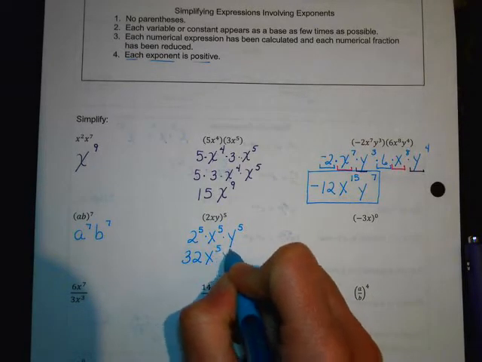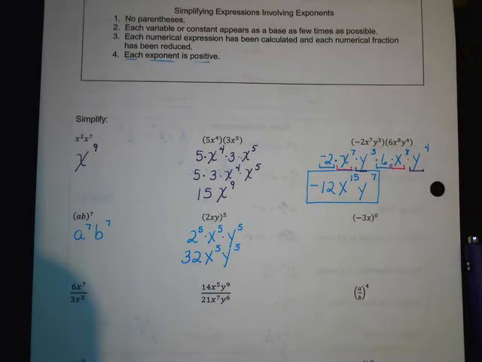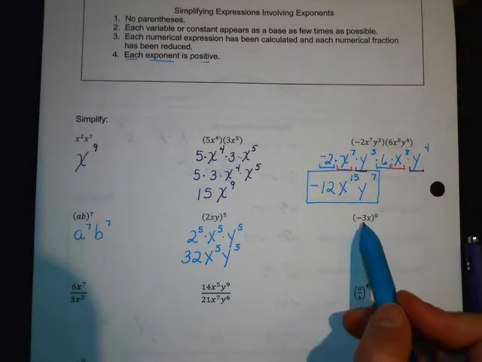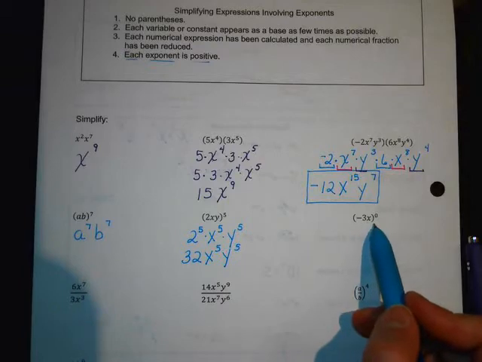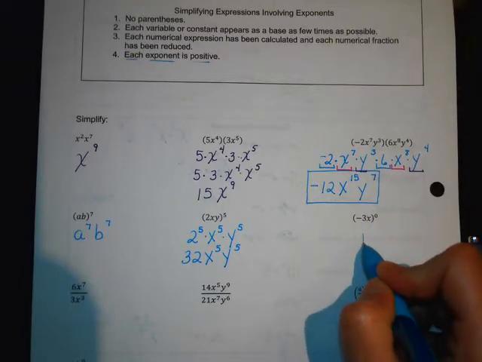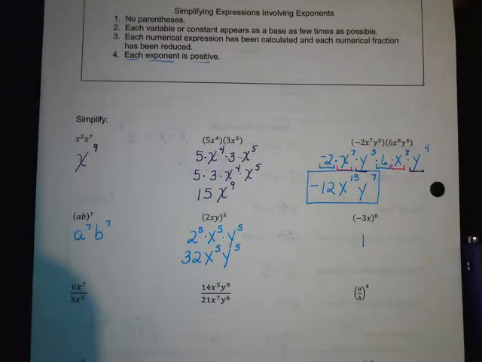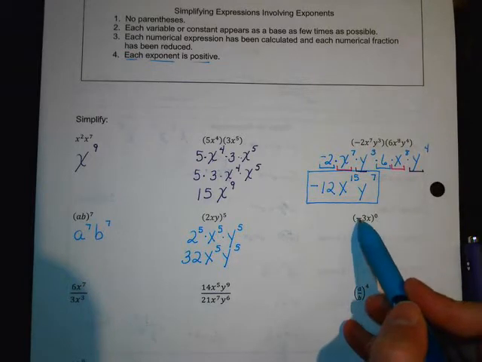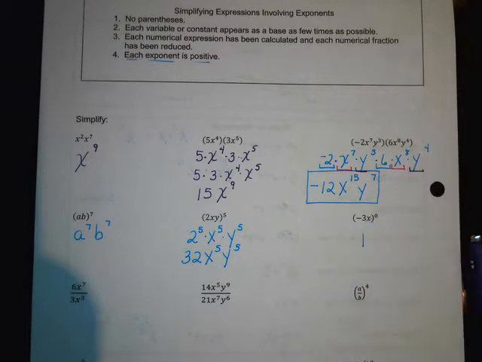Now this one is super easy. Anything raised to the 0 power is 1. You don't need to distribute through. Negative 3 to the 0 and x to the 0 is just going to be 1 times 1. Anything to the 0 power is 1.